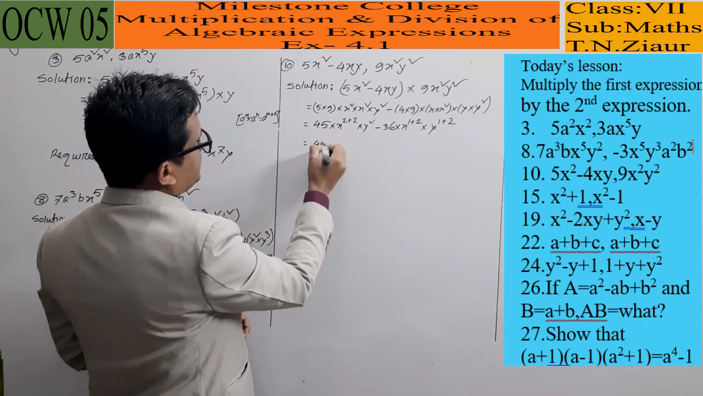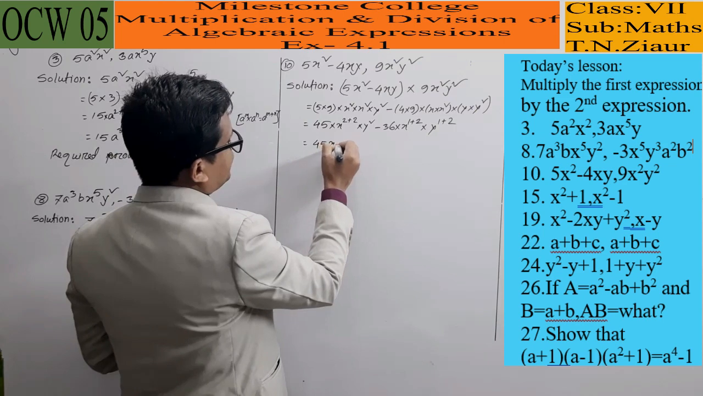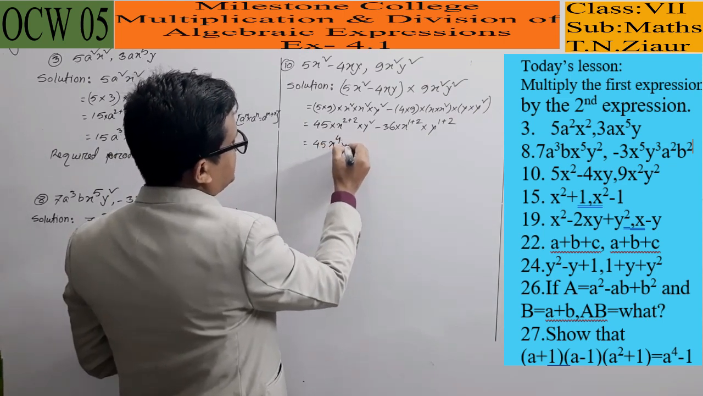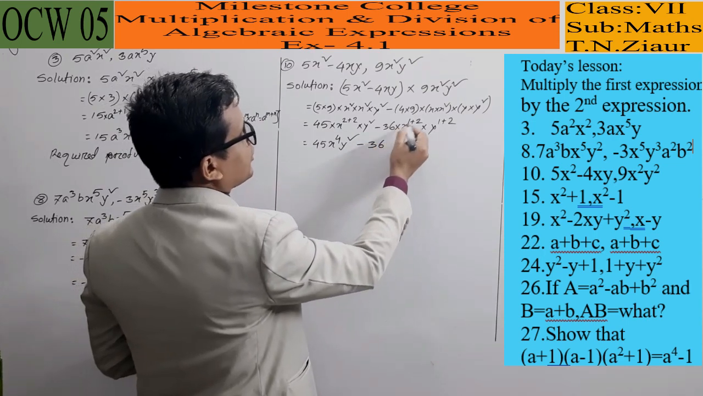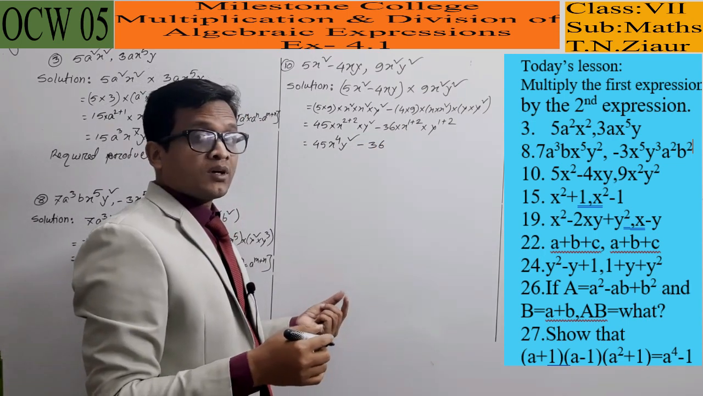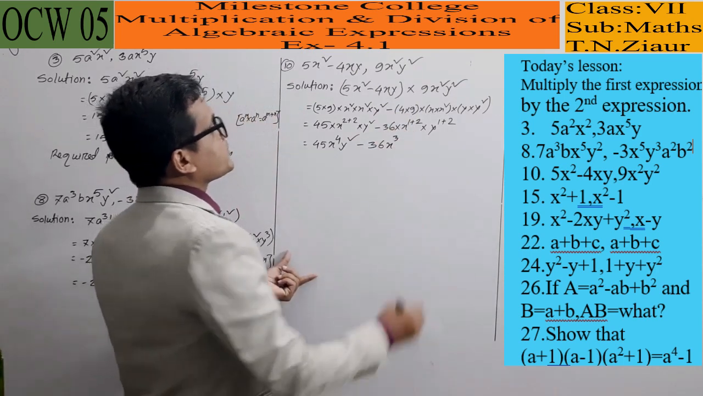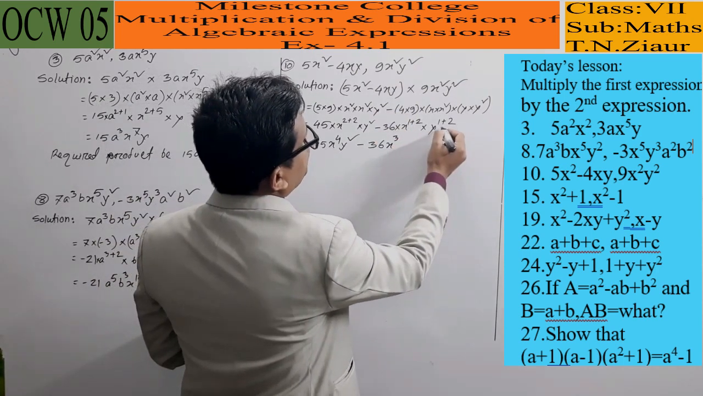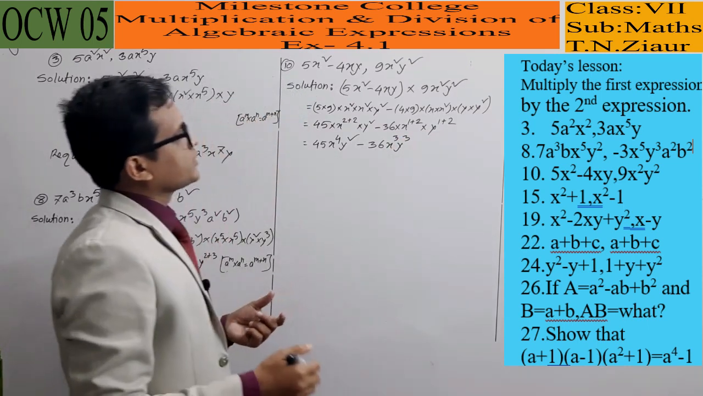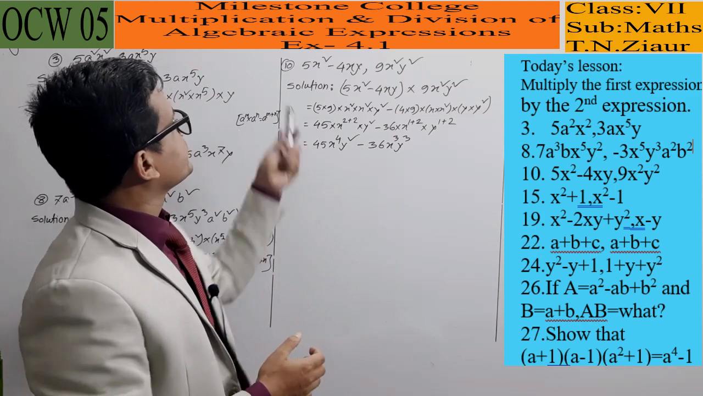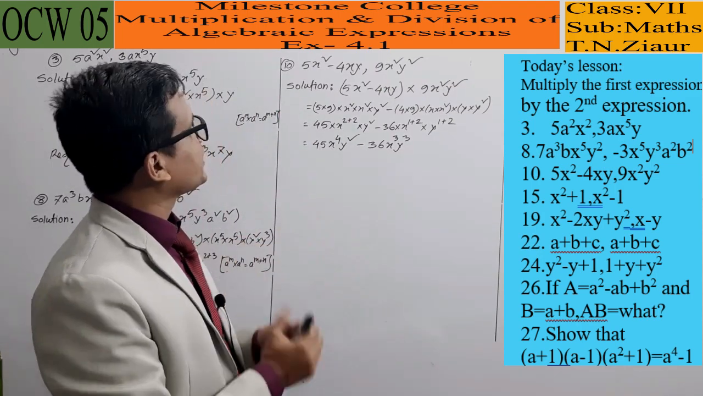So 45 x to the power 4, 2 plus 2, that means x to the power 4, and just here write y square, minus 36, what will be? x to the power 3, so just write x to the power 3, that means cube. Then here y, 2 plus 1, it will be 3 also, that means cube. Okay, this one is the answer of this number. Now dear students, have you understood or not? Yes, you have understood this one.